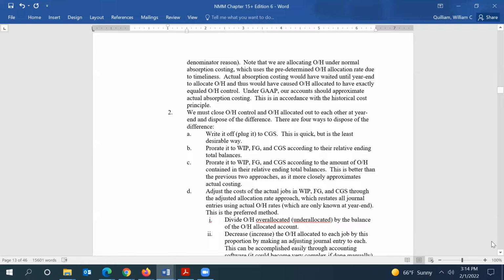We're only going to handle one in this class. But if you take upper division cost accounting, you'll handle the other 3 ways. So I just want to make sure that I include those here for you. So 4 ways to dispose of the difference, but again, we'll only do A. We're going to write it off or plug it to cost of goods sold. And that's quick, but it's the least desirable way. Let me show it to you. Come back.